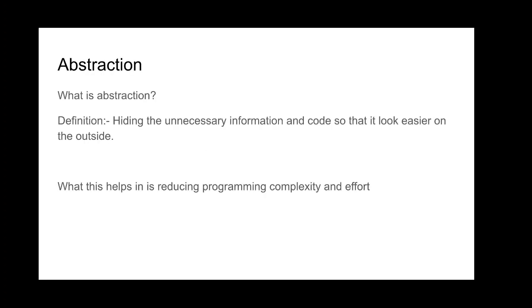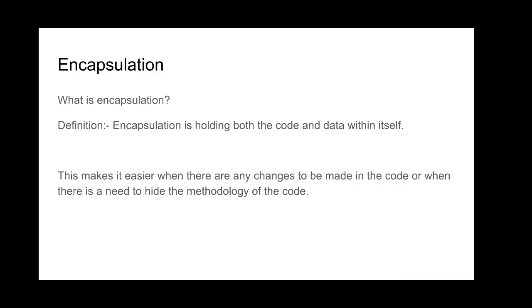Abstraction. Abstraction is simply removing the unnecessary data to make it easier to look at. It helps in reducing programming complexity and effort. Encapsulation. Encapsulation is like binding the data and code into one. It becomes really easy if there are any changes to be made to the code or if you want to protect any information.